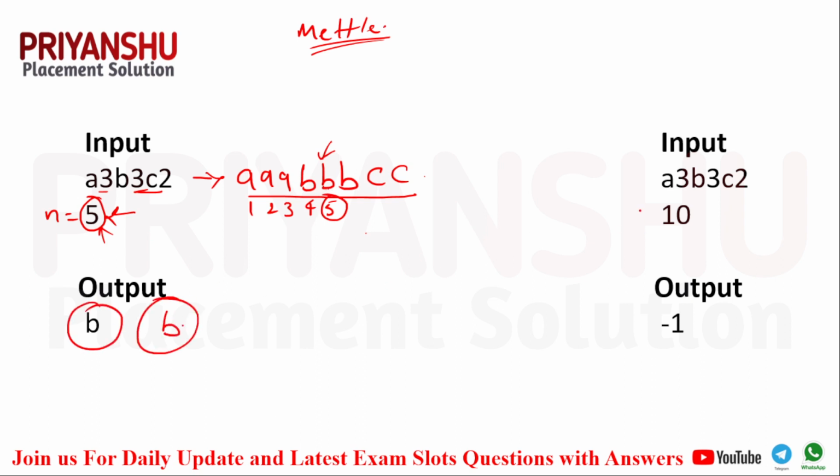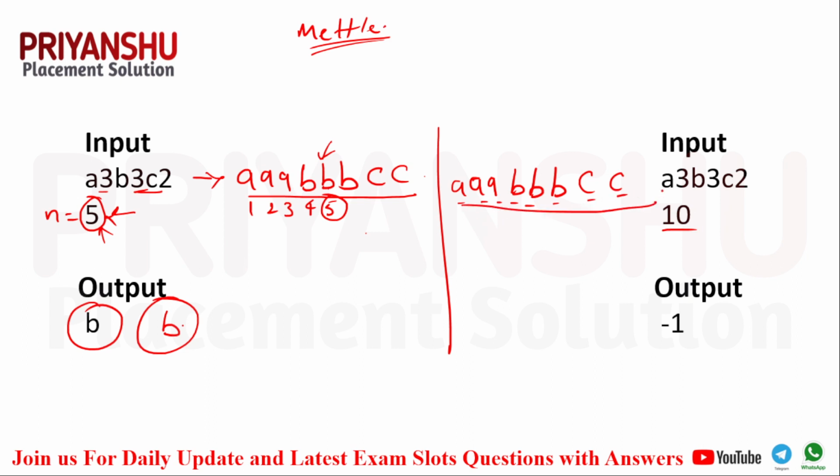Clear? In the other case, as you can see in the next test case, we have a3, a, b, and cc. So we need to print the 10th character, right? So first, second, third, fourth, fifth, sixth, seventh, eighth. In total we have 8 characters, but we do not have a 10th character. That's why it will print -1 in string format only. It will print only in string format. The question is clear. I hope everyone has this question clear.